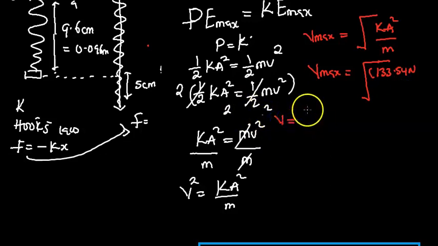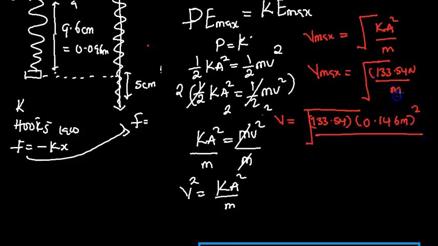Vmax is going to be the square root of k, which is what? 133.54. We're going to multiply that by the amplitude. Our amplitude is 0.146 in meter, also squared, divided by m, which is our mass, and at this point our mass is 1.3 kilogram. If you punch everything in your calculator, our maximum velocity is simply going to be 1.69 in meter per second.